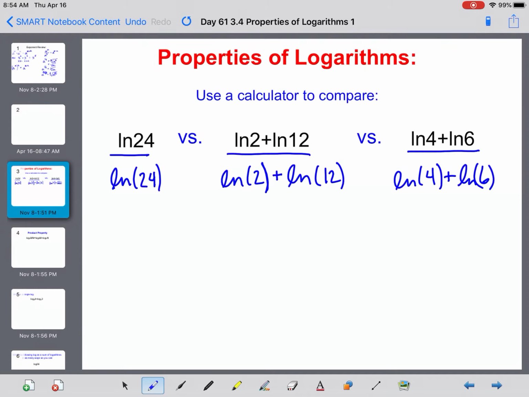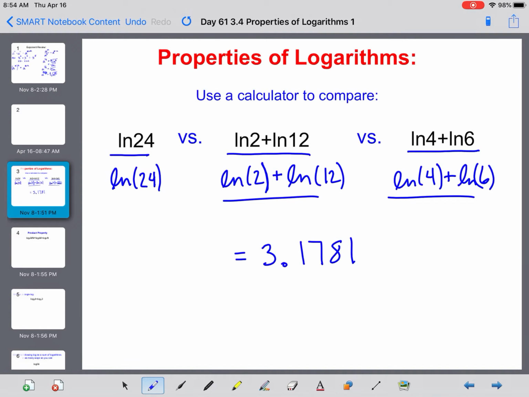All right, all 3 of these should have yielded the exact same value. So they all should have yielded about 3.1781. Okay, that's rounded to 4 decimal places. If you didn't get that, you need to double check your parentheses on those second 2. So what that's telling us is these 3 are all equivalent to each other. So the natural log of 24 is the exact same thing as the natural log of 2 plus the natural log of 12, which is the same thing as natural log of 4 plus the natural log of 6.